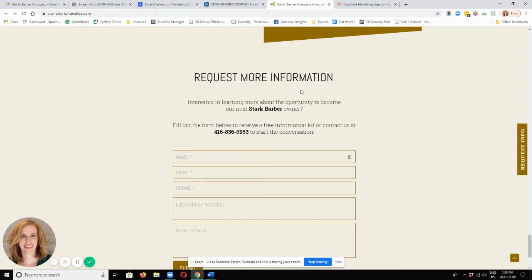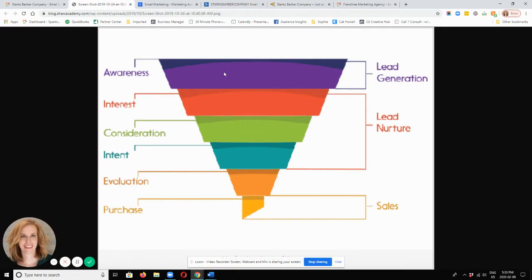So I will show you now a little explanation of how the lead nurturing fits into the marketing and sales funnel. If you look at this marketing funnel here, this shows you how a prospect goes through the decision-making process of making a purchase. And this can apply to any industry. Anytime somebody is making a purchase, they usually go through these phases. So I'll just go through this.